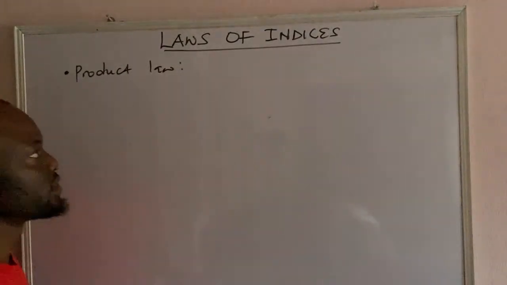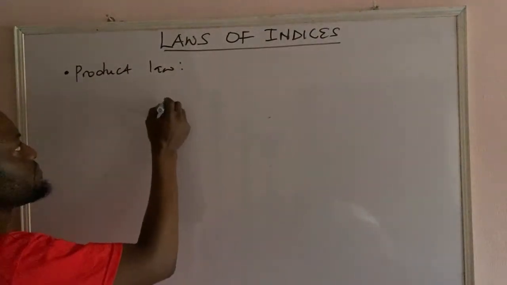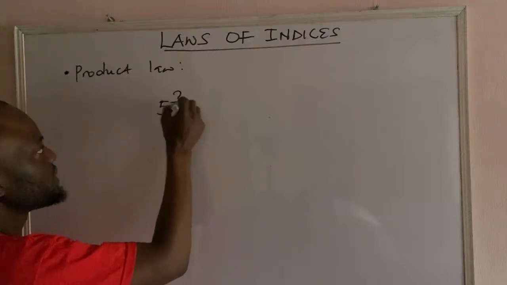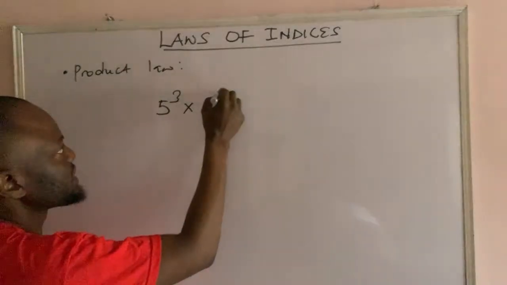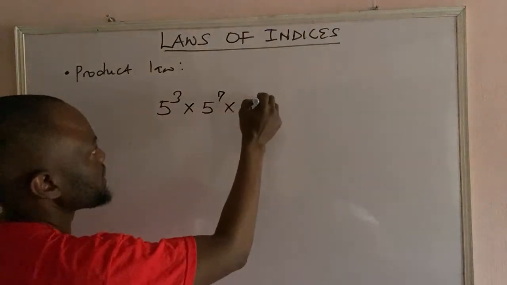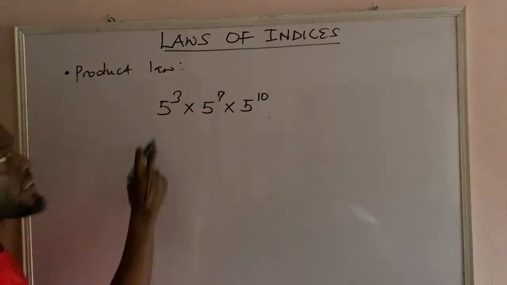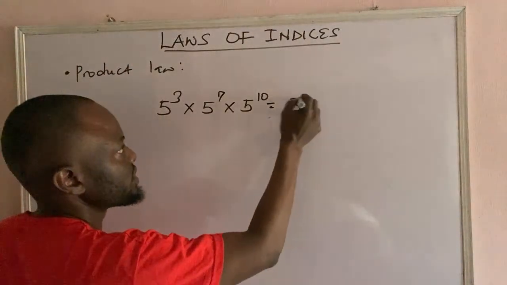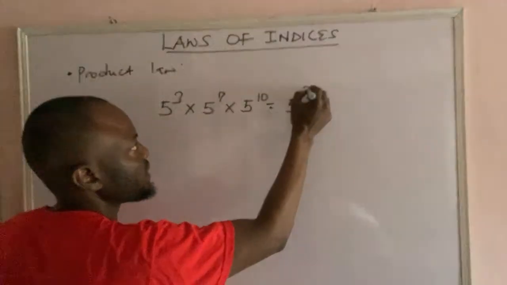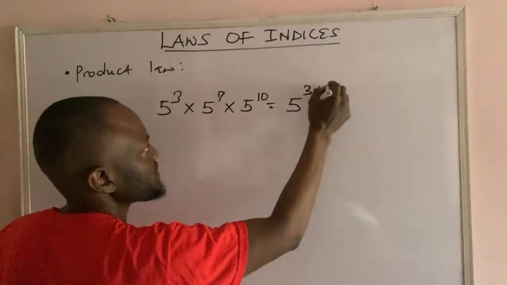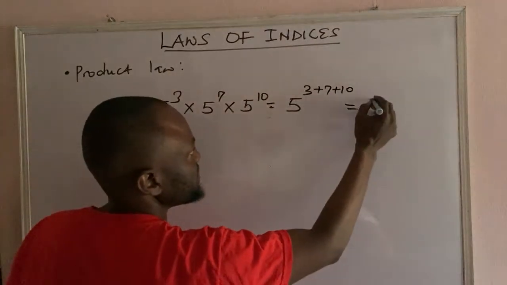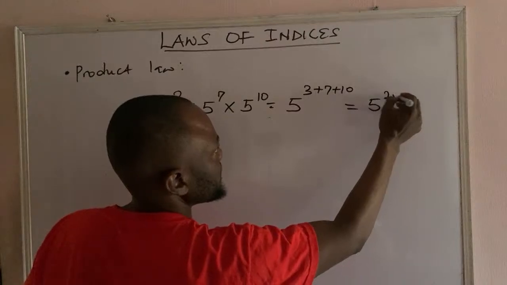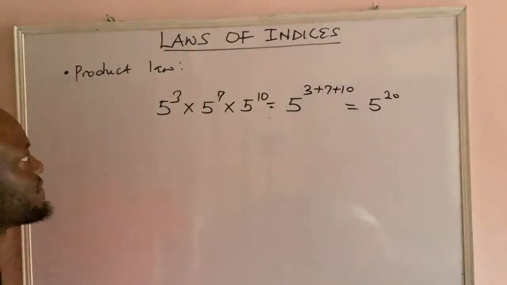All right. So let's take a few questions. I have 5 raised to the power 3 times 5 raised to the power 7 times 5 raised to the power 10. Now, if you look at this, they all have the same base. So all I need to do is to pick one of the base and then add up their power. 3 plus 7 plus 10 will give me 5 to the power of 20. So that's the answer.